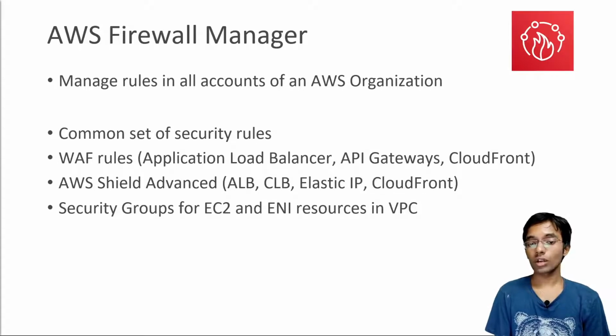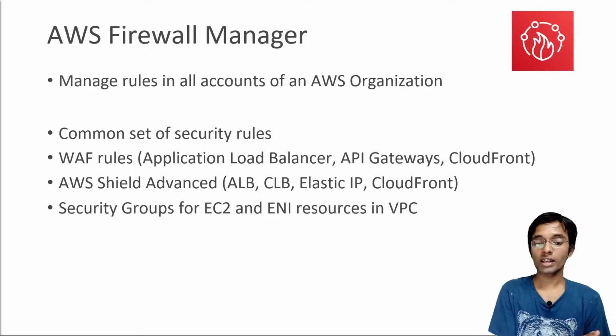So that's it for this lecture on network security. It's a lot of new content, I know, but what you really need to remember is the difference between Shield and the web application firewall, the fact that the web application firewall can only apply to application load balancer, API gateways, and CloudFront, all the rules that can be applied in web application firewalls, the levels of Shield, standard and advanced, and understanding how network security overall works in AWS.